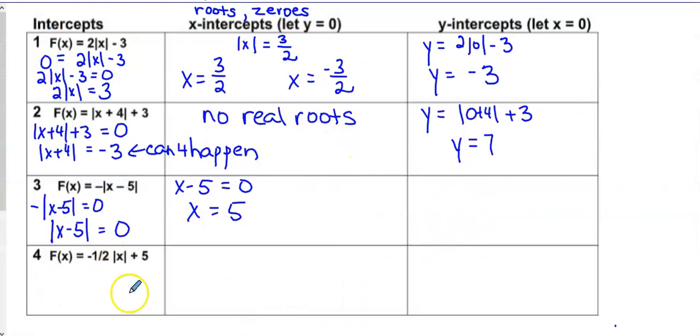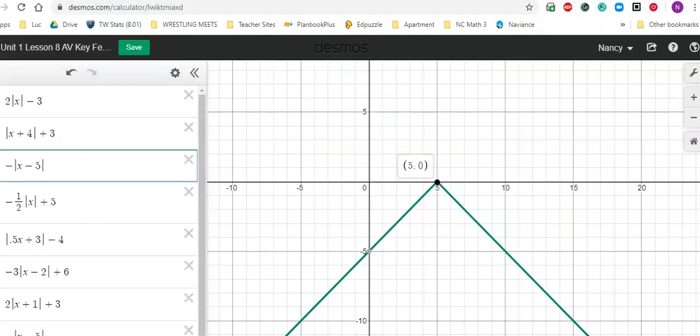And then the last one, I'm not going to do the one at the bottom. You can try it if you want to, or you can go graph it and see what they are. So let's see this one. Y equals negative absolute value of 0 minus 5. The absolute value of 0 minus 5 is 5. And the opposite of that is negative 5. We'll go over and check that. Yep, right there.